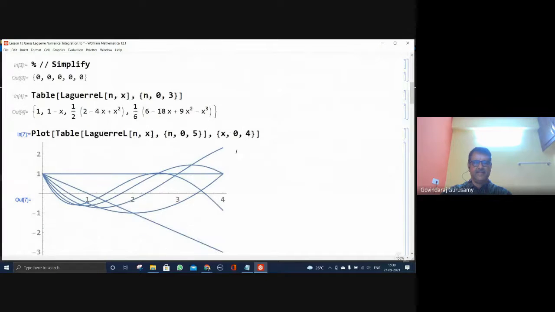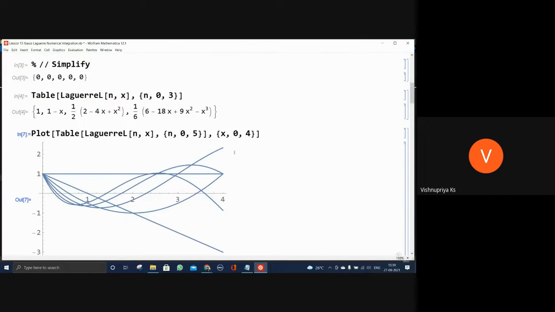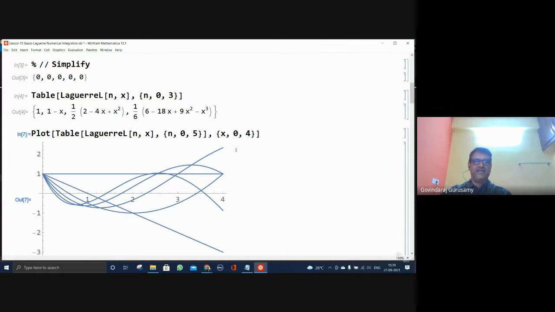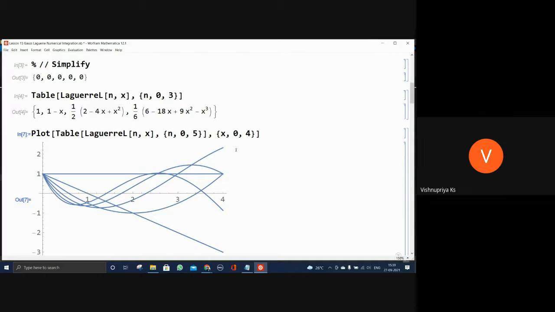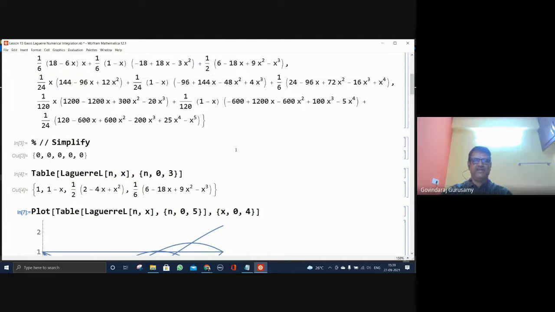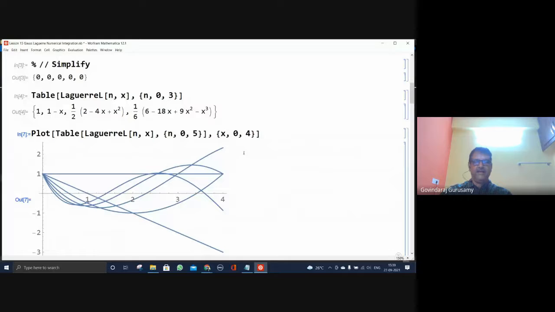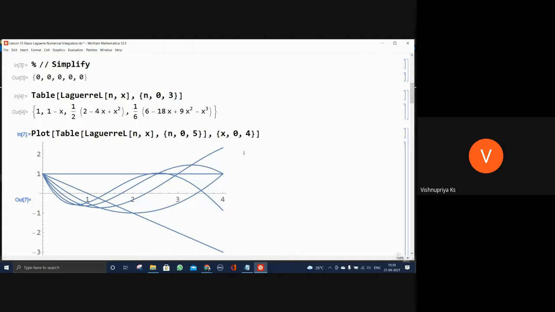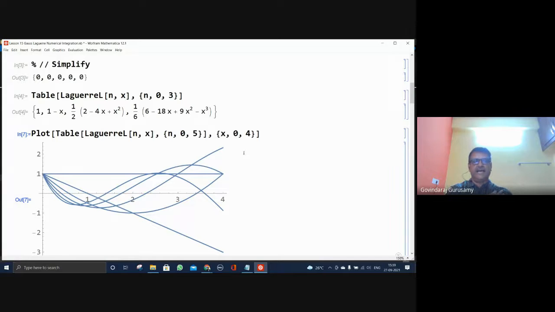Hydrogen atom? Harmonic oscillator isotope. No. Hydrogen atom, radial part. Radial part, yeah. So Laguerre polynomial, hydrogen. Yeah, any other place? Wigner function, I think. I think there are many other places like scattering studies, quantum mechanics scattering, there is a Laguerre polynomial.